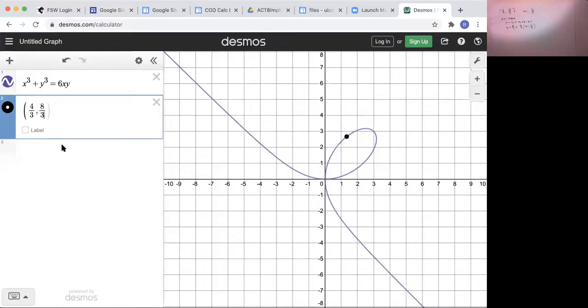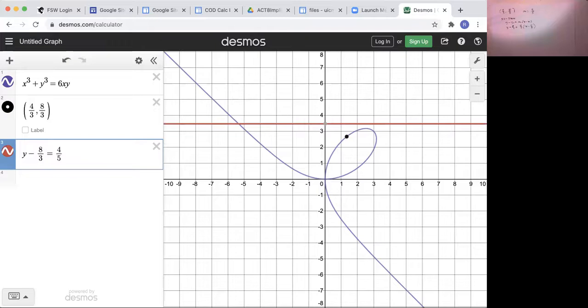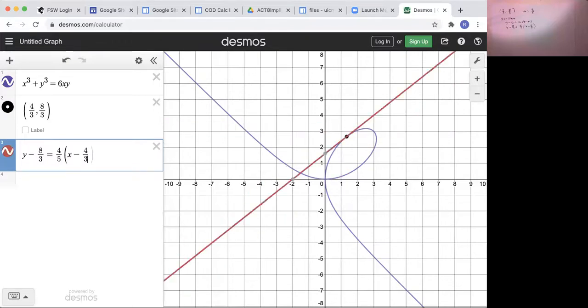So here we are back at Desmos. There's our graph. There's our point (4/3, 8/3). Could you believe the slope of the tangent line is 4/5, 0.8? Well, let's find out. y minus 8/3 equals m times (x minus 4/3). And that looks pretty good to me. That red line looks like a fairly good approximation for the tangent.